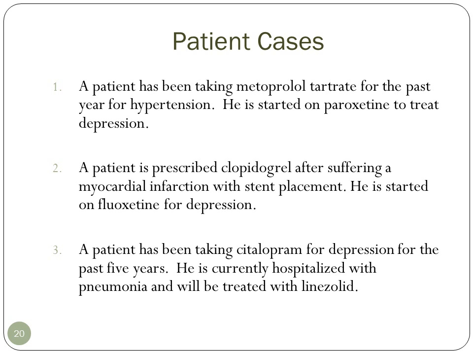Great. I just want to highlight some of those drug-drug interactions and use some patient cases to show you some potential issues you could run into. So with the first case, we have a patient that has been taking metoprolol tartrate for the past year for hypertension. He has started on paroxetine to treat depression. Paroxetine inhibits CYP2D6, which actually metabolizes metoprolol. So if CYP2D6 is inhibited, metoprolol cannot be metabolized as quickly, and this increases the risk for bradycardia and hypotension.